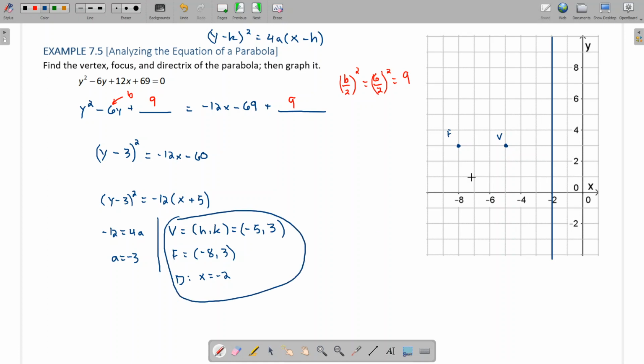Now we just need to finish the graph. To finish the graph, go to your focus, and we're going to do 2 times the value of a, which means we go up 6 units and down 6 units, since the a value was 3, or -3. That's going to take us up to 9, and then take us down to -3 here. Then we can connect those points. All right, and that gives us our graph. Again, the directrix should probably be drawn as a dashed line.